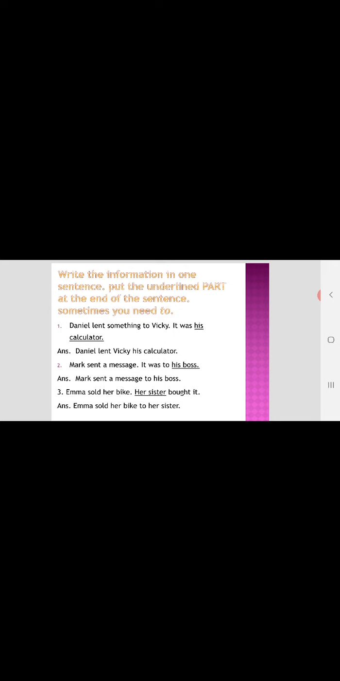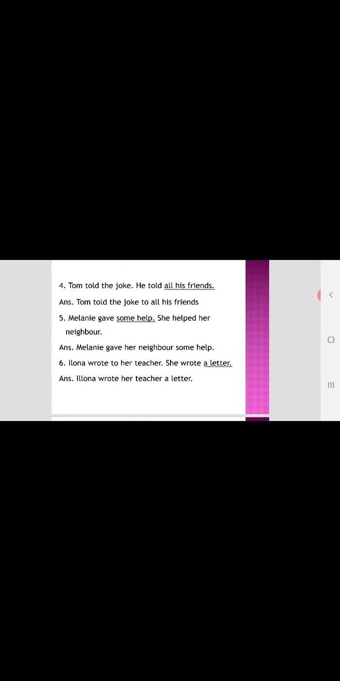Same way we'll do other sentences. Emma sold her bike. Her sister bought it. Emma sold her bike to her sister. Tom told the joke. He told all his friends. Tom told the joke to all his friends. Malini gave some help. She helped her neighbor. Malini gave her neighbor some help. Ilona wrote to her teacher. She wrote a letter. Ilona wrote her teacher a letter.